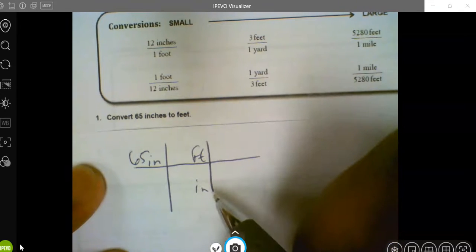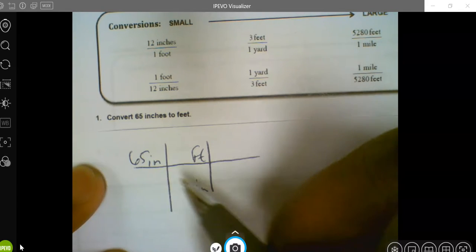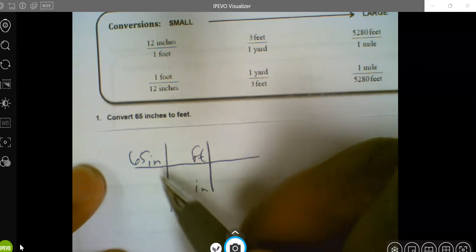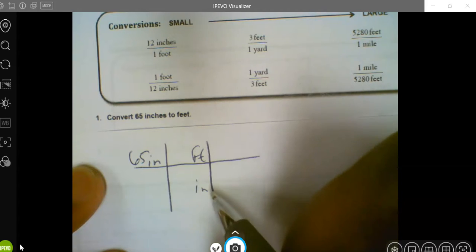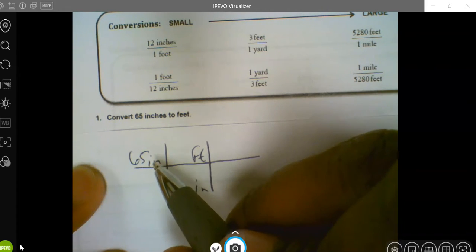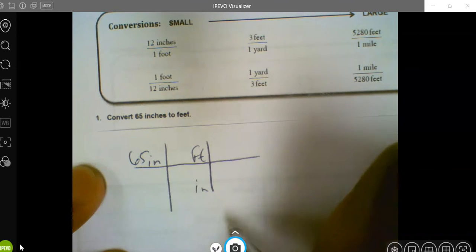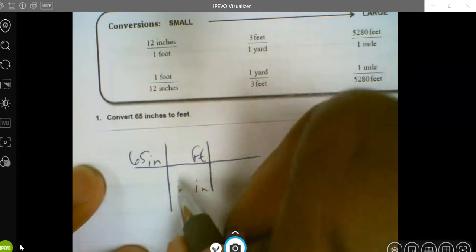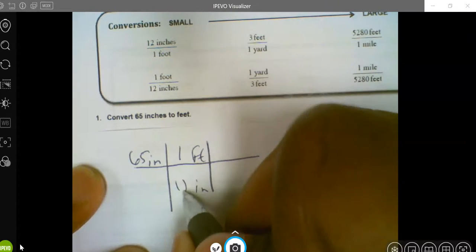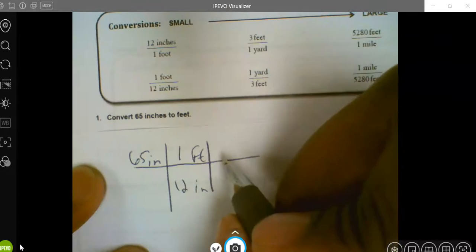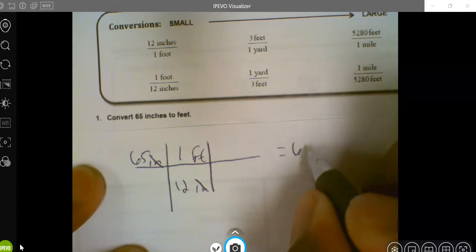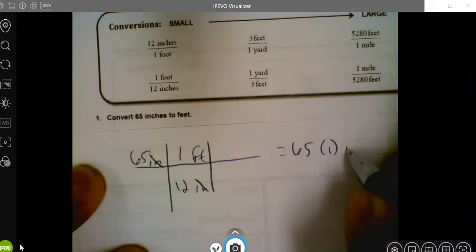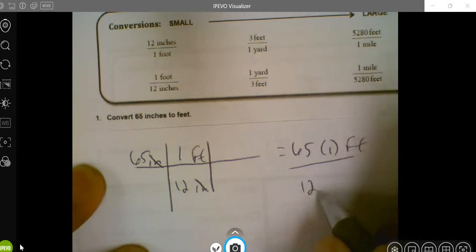It matters that I put inches on the bottom. The reason why I put it on the bottom is that when I multiply this across, I want the inches to be in different places. I don't want them on the same row. So whatever the unit is, you always want it in a different place than the previous one was. So they cancel. Since these inches are on top and bottom, they cancel when I multiply. So 1 foot gives you 12 inches. So when I multiply this across, the inches will go away because they cancel. And it gives you 65 times 1 feet over 12.